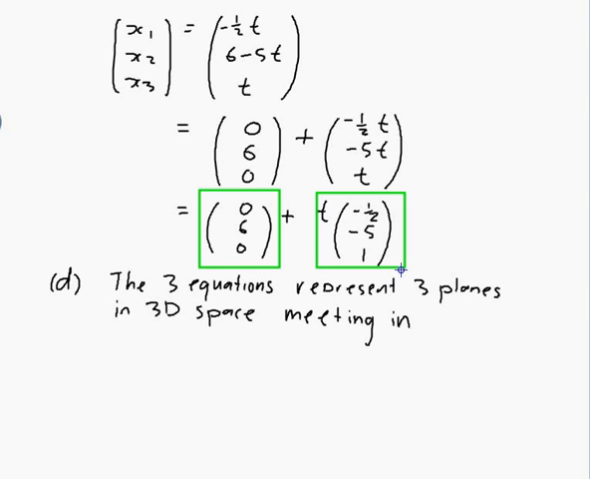You would expect planes to meet in a line, though three planes could meet in a point, or it might be possible that there's no point in all three of the planes. And that would correspond to different types of solution. But at the moment, we've got a line as our solution. So the three equations represent three planes in 3D space meeting in a line. And that's my geometric interpretation.